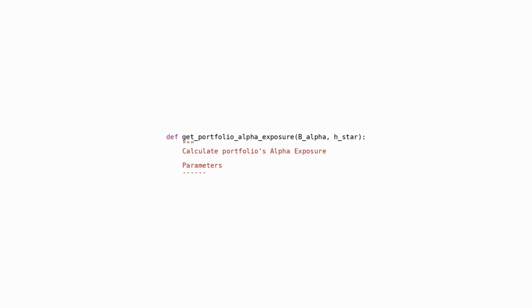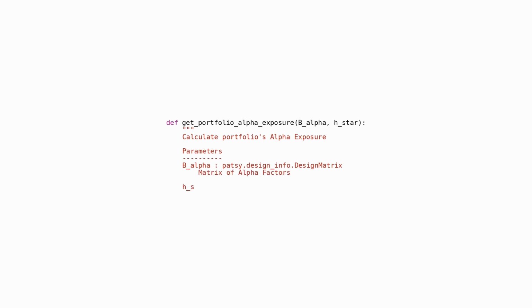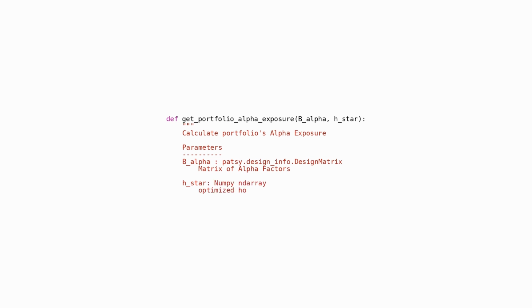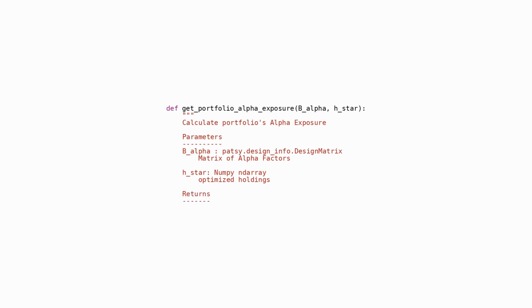This code defines a Python function named get_portfolio_alpha_exposure that calculates the alpha exposures of a portfolio. The function takes two arguments: b_alpha, which is expected to be a matrix of alpha factors represented by a Patsy design matrix, and h_star, which is a numpy array of optimized holdings. The computation involves taking the matrix b_alpha, transposing it, and then multiplying it by the vector h_star using matrix multiplication and b.matmul. The result of this operation is a set of alpha exposures for the portfolio.